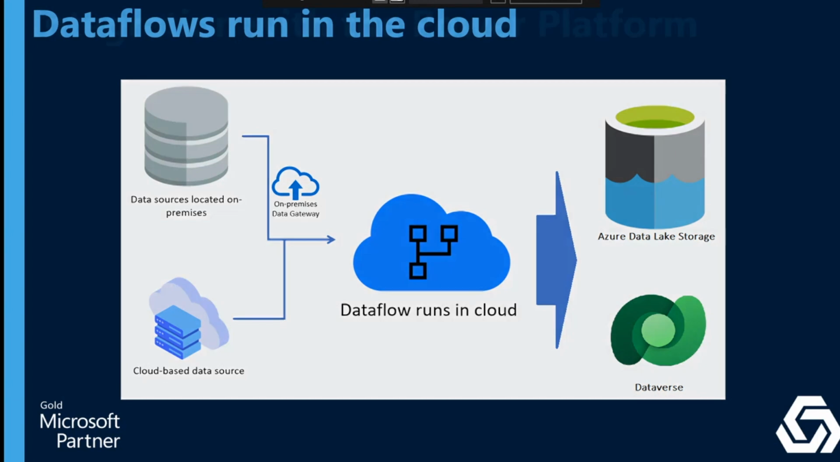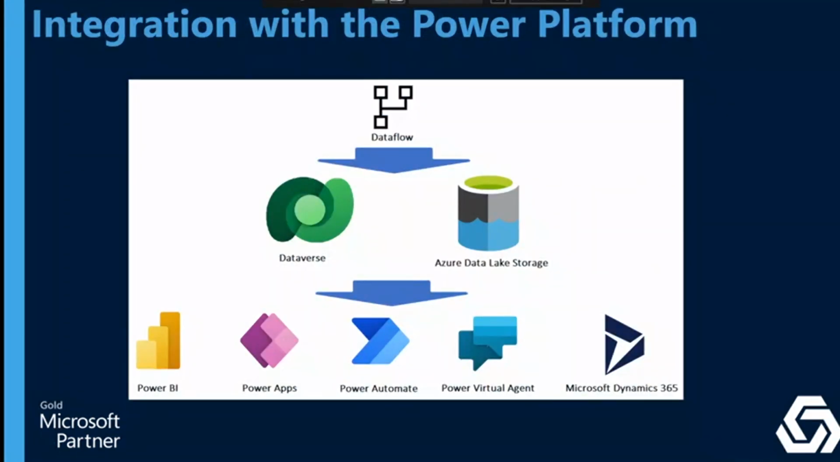If we move on to the next slide, this essentially describes the load element. So once we've gone through the transformation, we can put that data into Dataverse or into Azure Data Lake. And then there are various components within the Power Platform that can actually pick up that data and start to consume it. So they can do things with it. The two key ones probably are Power BI and Power Apps. So from a reporting perspective, you can take that data and create visualizations and charts and whatever else you want on the back of that.